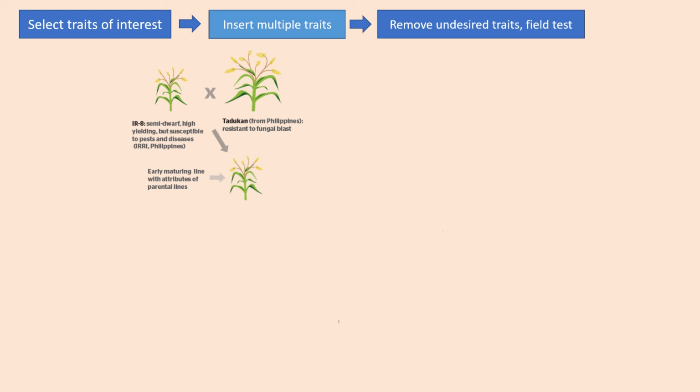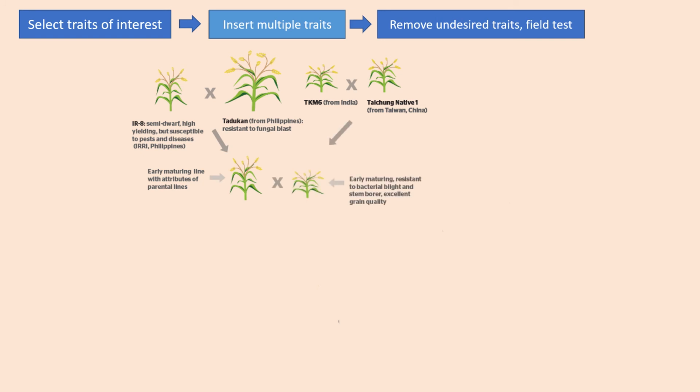And to do this, we will not only proceed to line selection of the F1 offspring, but we will further combine it with another line that is obtained from the controlled crosses of two other pure breeding lines, the TKM6 and the Taichung Native 1. So now we have two F1 offspring, each that has a combination of desired characteristics that will be crossed together to produce a new hybrid that has high productivity and multiple resistances to different diseases.